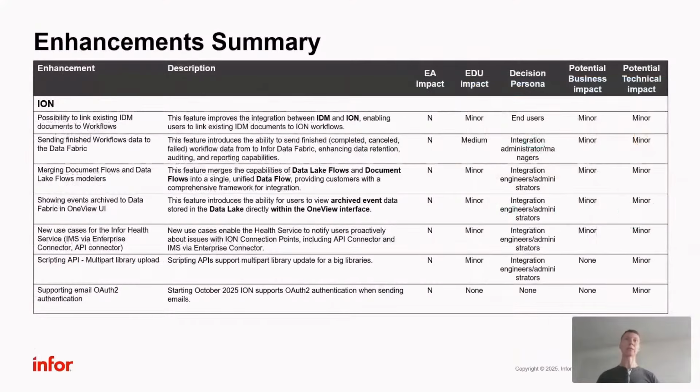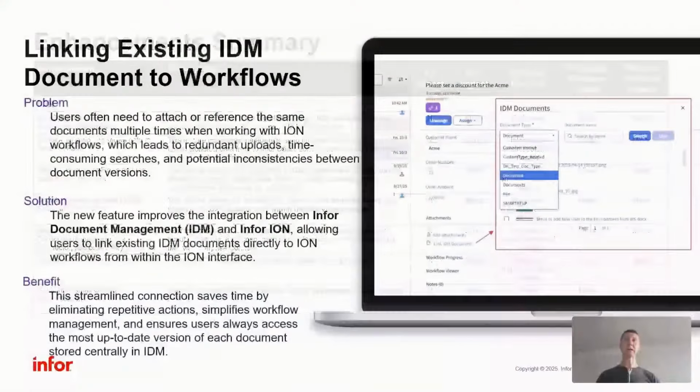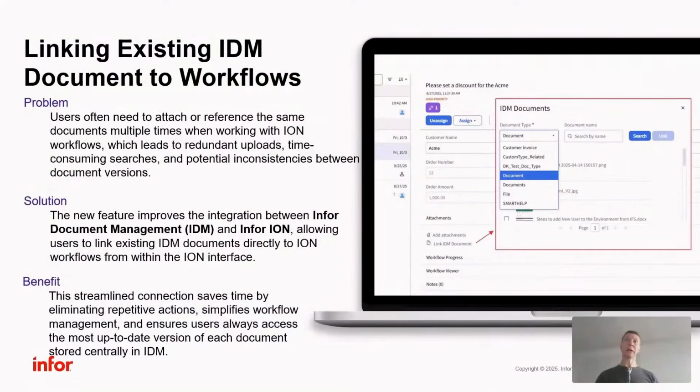And today I would like to give you an overview of enhancements we are delivering in October 2025. I would like to start with the enhancement related to integration of Ion and IDM. So in October 2025, we are giving you a possibility to link existing IDM documents to Ion workflows. Currently you can attach files to your workflows, or you can use real backlinks to refer to IDM documents. But in this release, we are improving integration between Ion and IDM, and let me show how it works.